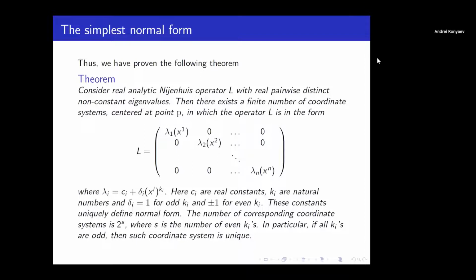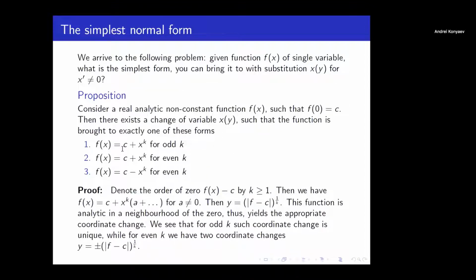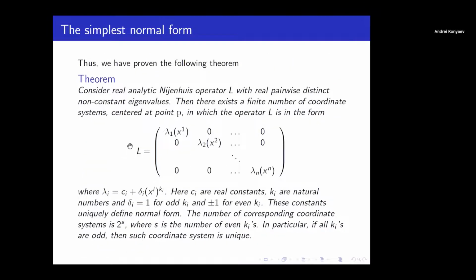We looked at the classical Nijenhuis theorem, but actually we used our own splitting theorem. Here we say that the normal form of the operator, if we again use only coordinates which are centered at point P with non-constant eigenvalues, is governed by the following collection of information. These are the c_i, these are constants. Here we have C without any indices, but here we have lambda 1, lambda 2, so these are the corresponding indices.